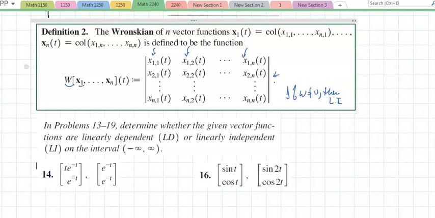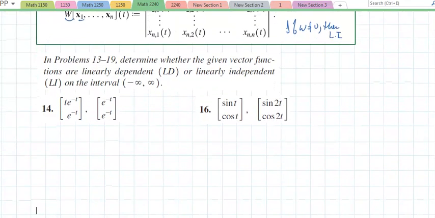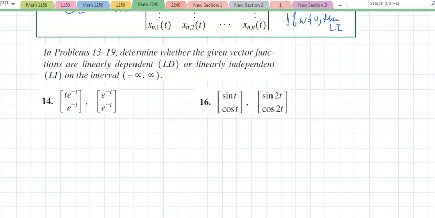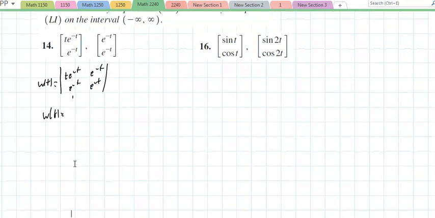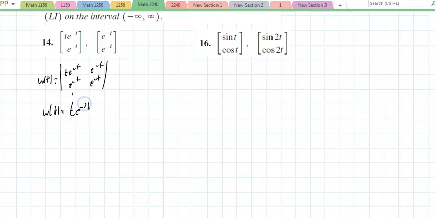Alright? And 14 and 16, determine whether the given vector functions are linearly dependent or linearly independent. What you do, you find the determinant for t, e to the negative t. And that's the Wronskian. And that would be t e to the negative 2t minus e to the negative 2t, which really doesn't equal 0, because exponentials can never equal 0, therefore linearly independent.